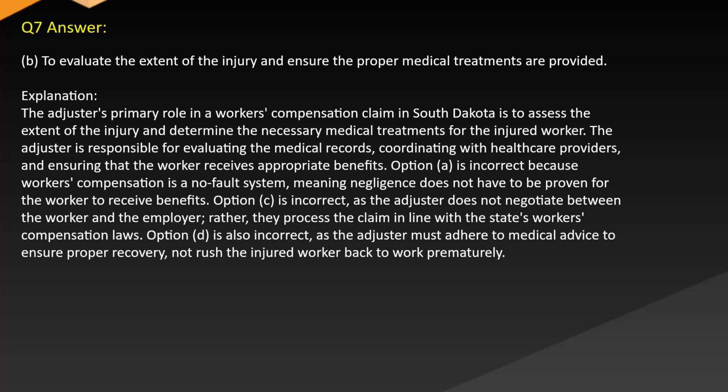Option A is incorrect because workers' compensation is a no-fault system, meaning negligence does not have to be proven for the worker to receive benefits. Option C is incorrect, as the adjuster does not negotiate between the worker and the employer; rather, they process the claim in line with the state's workers' compensation laws. Option D is also incorrect, as the adjuster must adhere to medical advice to ensure proper recovery, not rush the injured worker back to work prematurely.